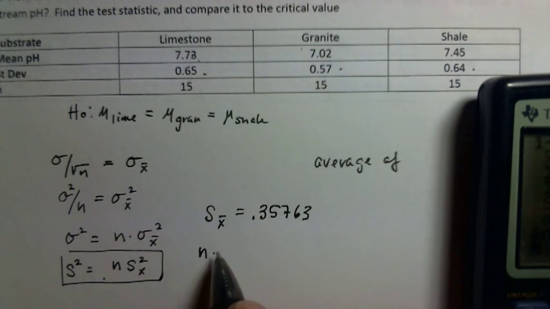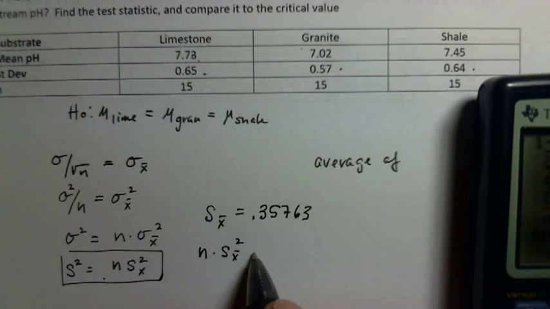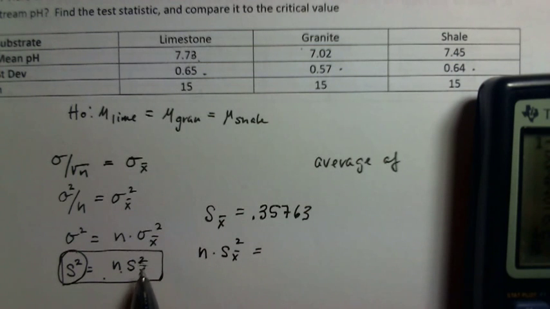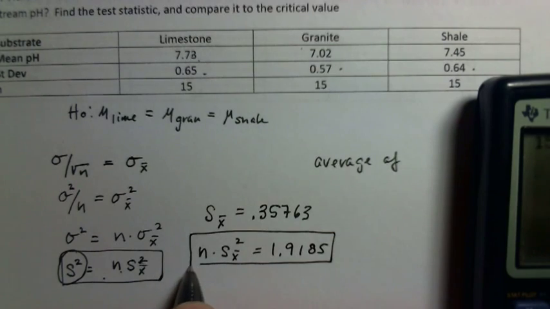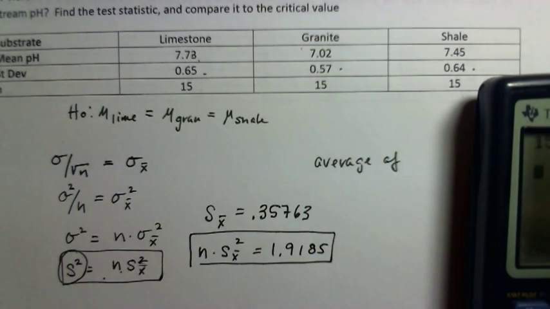So n times s of x bar squared, our estimation for the variance, is going to be equal to 15 times 0.35763 squared, n times s of x bar squared. So we get 1.9185. That's one of our estimations for the variance of the underlying population, of a pooled population.